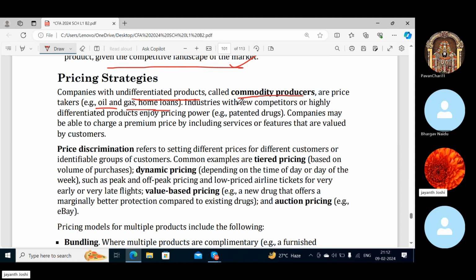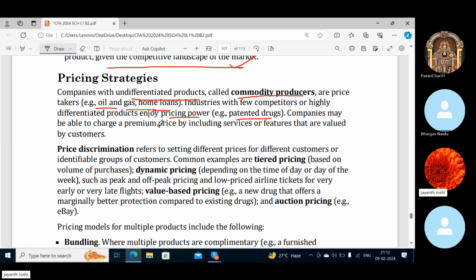Industries with few competitors or highly differentiated products enjoy pricing power. So there are certain industries which have very few competitors, like Android. I don't think anyone is competing with Android except Apple or some Windows. Windows is closed now. So Android is for the mobile phones, the best one. So they enjoy pricing power. They are the price makers, not price takers. They have monopoly, like some patented drugs.